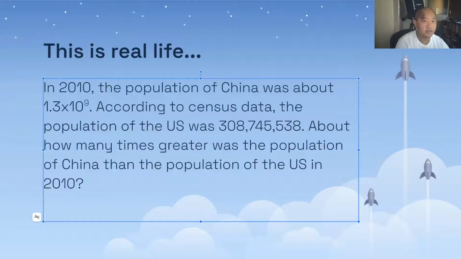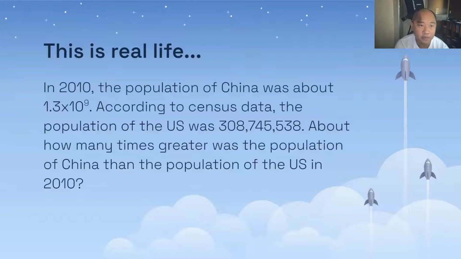So here's a real life example. In 2010, the population of China was about 1.3 times 10 to the 9th people. According to census data, the population of the U.S. was 308,745,538. About how many times greater was the population of China than the population of the U.S. in 2010? This kind of problem is a little bit tricky for some people because they're not sure what operation to use. So I'm just going to go over that really quickly.